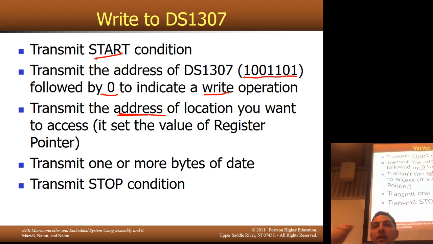If you want to write over those values, you keep sending bytes. You don't need a repeated start condition. The first byte goes into the register pointer. The rest of the bytes will start at that register location and keep overwriting. And finally, do a stop condition.